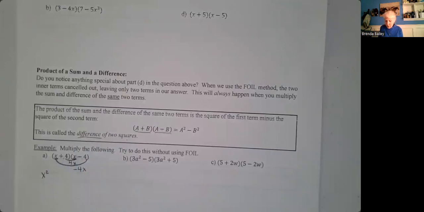And one of them has to be a minus and one has to be a plus. And so what you do is you can skip the FOIL and just go the first times the first, the last times the last, and you're done. That's where the difference of 2 squares comes in. Okay, but they have to match, and if you don't trust yourself and you just want to go ahead and multiply it all out, go for it. You'll end up with this answer. This just can make things a little bit quicker.